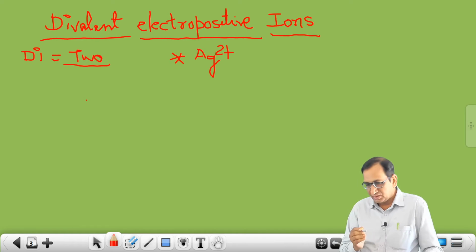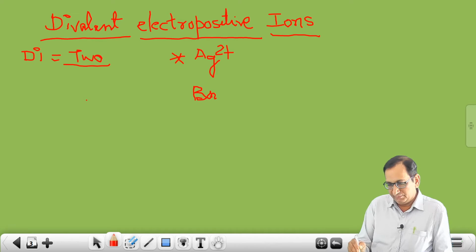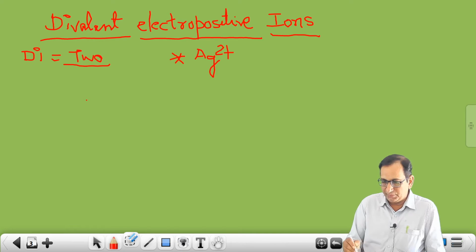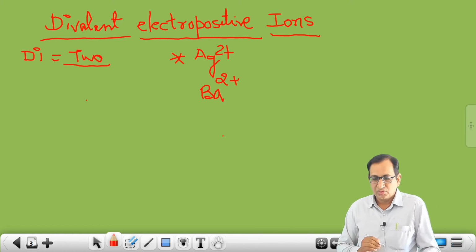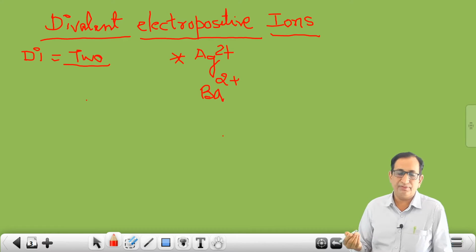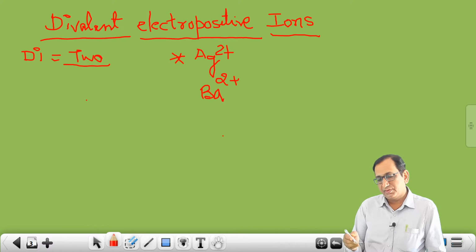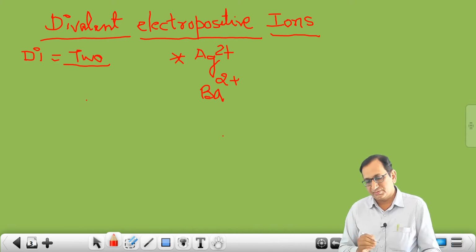Next students, barium. You know that barium is a metal and this element is very important. The symbol for barium, you know already, is Ba, and barium has got 2 plus charge on it. So barium is a divalent electropositive element. So it is silver Ag 2 plus, barium 2 plus.